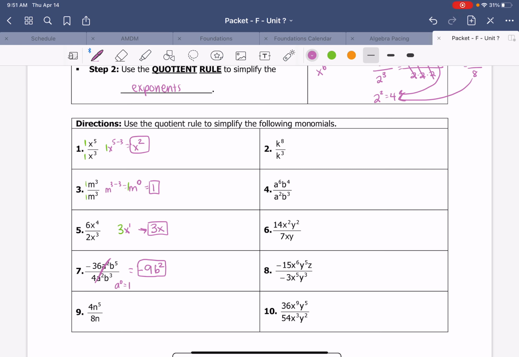Number 9, I can't divide 4 by 8, but I can divide 8 by 4. If I type that fraction into my calculator, it simplifies to 1 over 2. And then n to the 5th divided by n to the 1st, right, there's an invisible 1, is n to the 4th. And that's going to stay up in the numerator on the top. And I don't need that 1 in front, so we have n to the 4th divided by 2. Really short lesson today. Nice work.